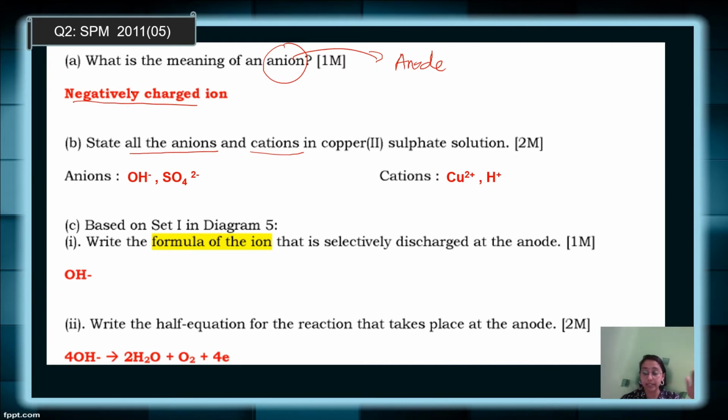Just now we already classified, right? You just take your answer from the table you have analyzed and put it in. The question asks you to state, so it's not necessary to spell out. You can use a formula. Now, they said that based on set 1, write the formula of the ions which is selectively discharged at the anode. So just now we have done the analysis, right? Go to the respective table. They want the formula of the ions. So remember, you just write the formula, OH negative, and the half equations.